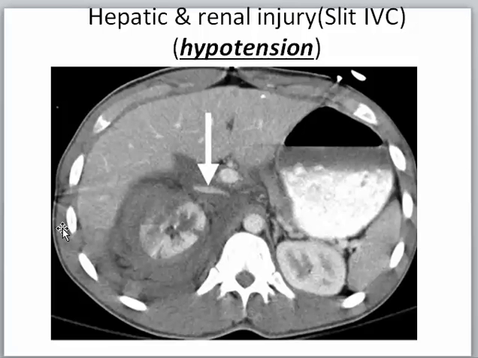Now here we have the slit, again the slit IVC indicating hypotension, and you get large hepatic renal hematoma with multiple lines of disruption. That means that it is a severe hepatic and renal injury with slit IVC due to hypotension.